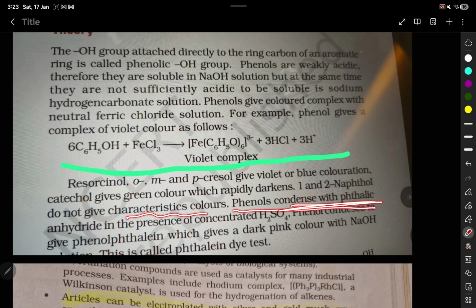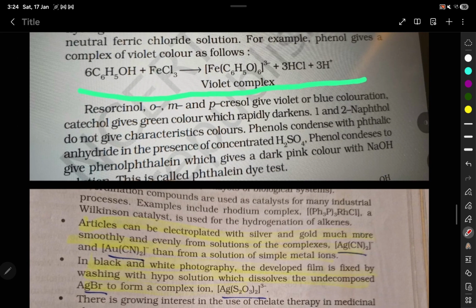Phenols condensed with phthalic anhydride in presence of concentrated H2SO4, which is just the phthalein test. So phenol condenses to give phenolphthalein. Phenolphthalein, okay, which gives dark pink color with NaOH. This is called the phthalein test, the preparation of phenolphthalein. It's given in Akash sir's notes.